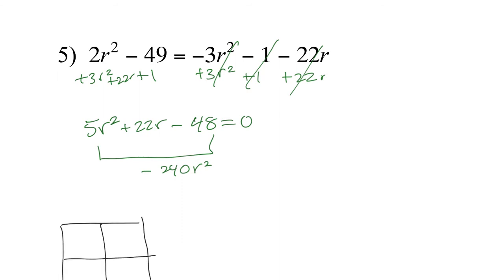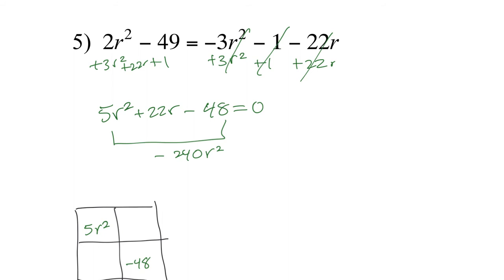I'm going to write up here 5r squared, and then down here negative 48. Two numbers that you multiply and give you negative 240, and you subtract and give you 22. Those numbers are 30r and negative 8r. Negative 8 times 30 is negative 240. Actually, this is not r squared, it's just r. Negative 8r plus 30r is positive 22.